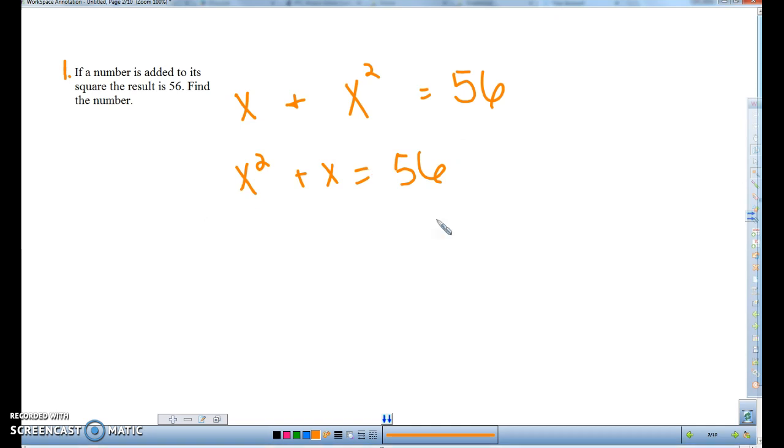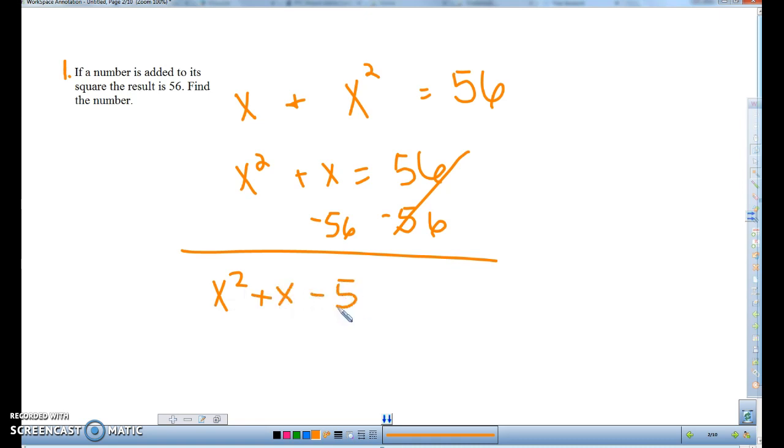So now I have this wonderful equation, but I'm used to not having anything over here. I want a 0 over there, so I can set things equal to 0 and use that 0 property. So I'm going to subtract 56 off both sides. So I should get x squared plus x minus 56 equals 0.